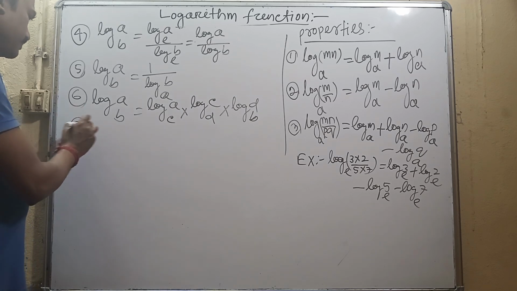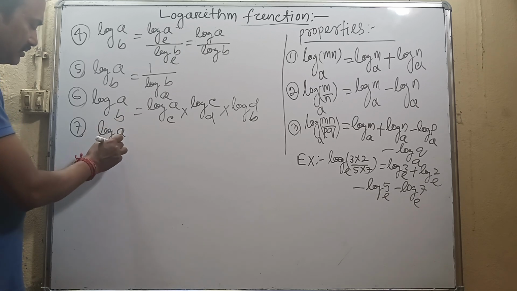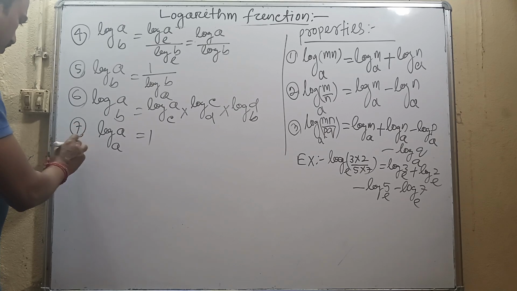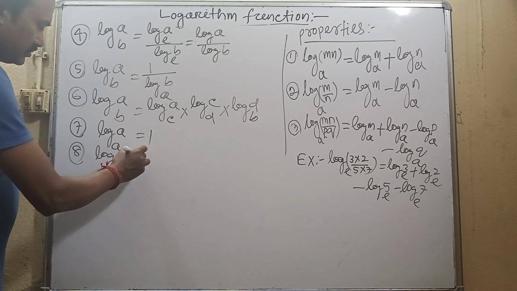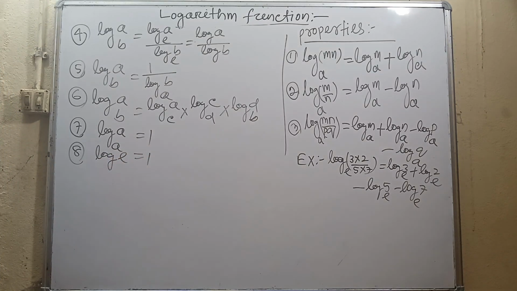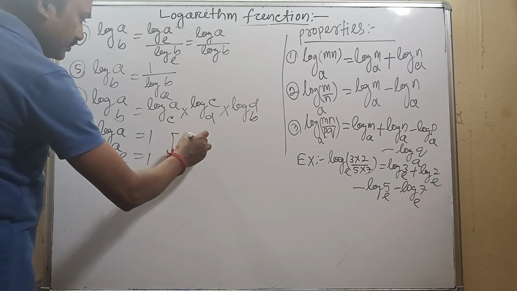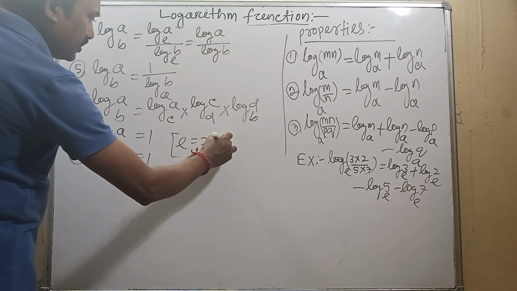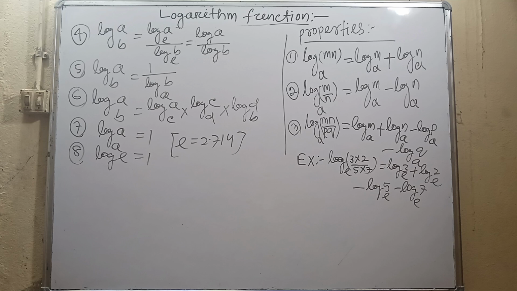Number 7: log a base a equals 1, this is a property. Then number 8: log e equals 1. What is the value of e? e equals 2.714. This is the fixed value for e, 2.714.